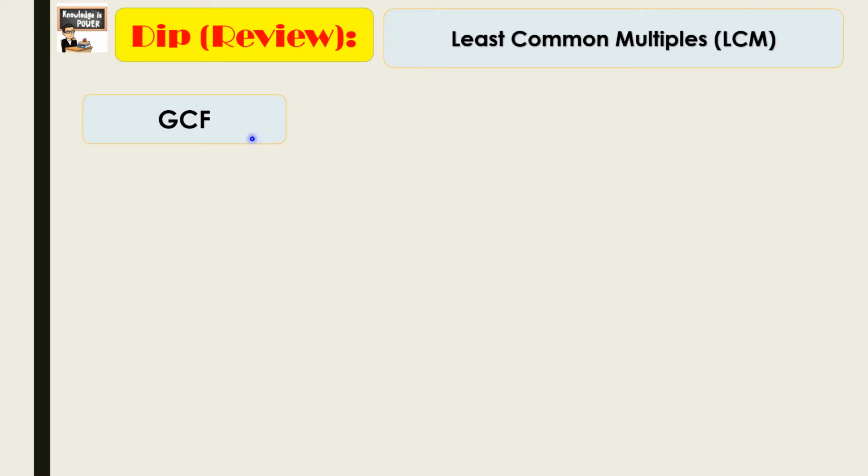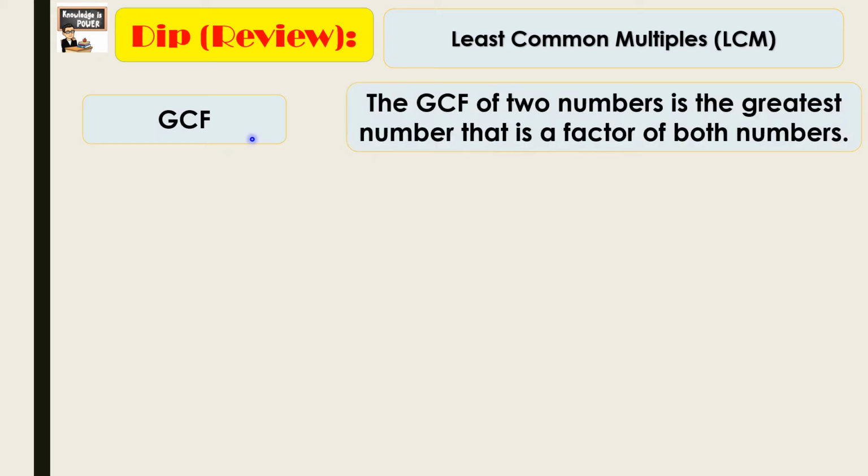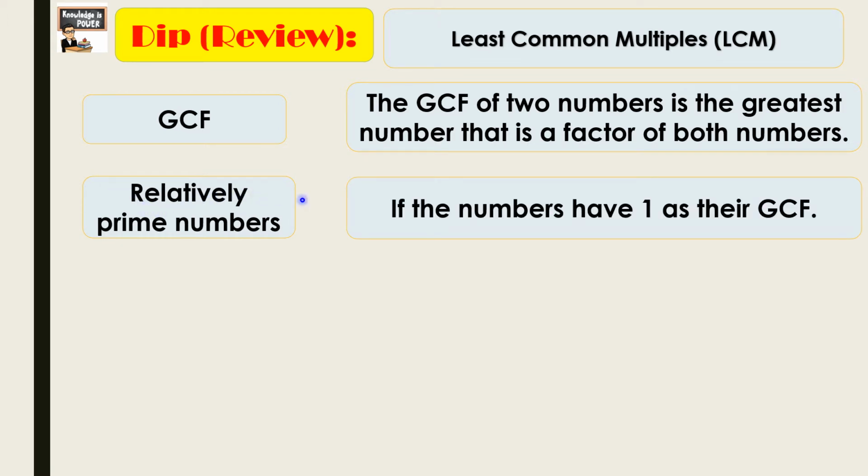So our past lesson is all about GCF. What is GCF? GCF is greatest common factor. The GCF of two numbers is the greatest number that is a factor of both numbers. When you say relatively prime numbers, the numbers have one as their GCF.